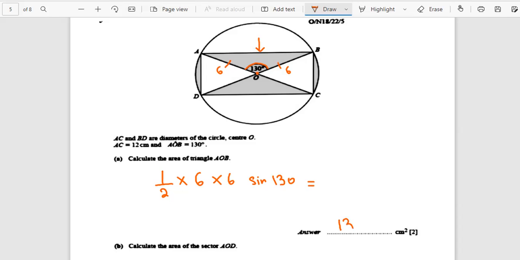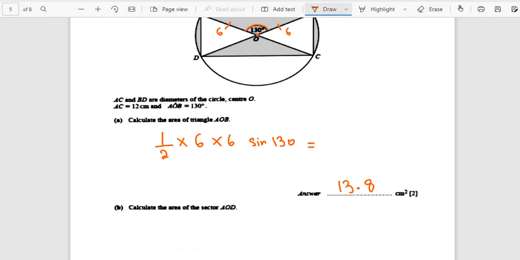All right, very good. That is correct, 13.78, and we can write it as 13.8. Saneem, Turhan, are you getting the same value? Yes, Turhan, are you there in the class? Yes, ma'am. Okay. The next part says calculate the area of the sector AOD.